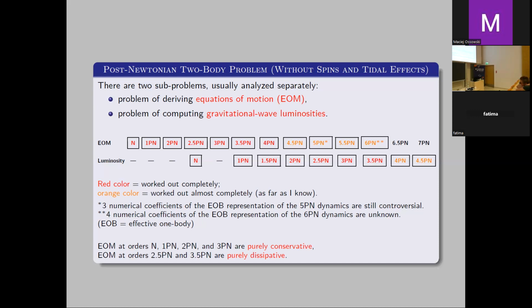So for example, if you know the 3.5PN equations of motion, it is possible to obtain from this the 1PN luminosity. This is quite physically interesting because then you can obtain the evolution of the phase, for example, of the orbital phase of the binary, not assuming the balance equation. It is not needed at all. All is encoded in the equations of motion. I will tell a bit more about this.